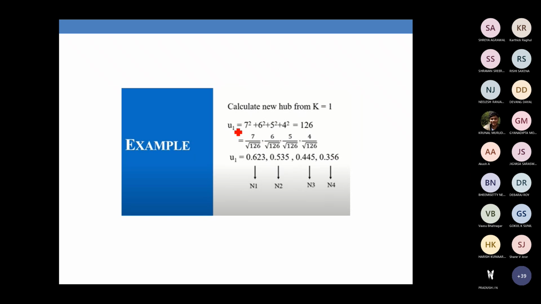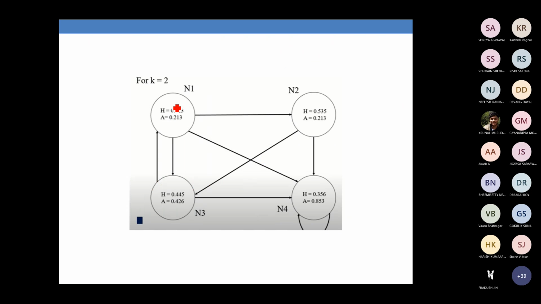The same way you do it for U also. I have 7, 6, 5, 4. You take the sum of the squares and divide by the square root of the sum of squares. I get a new hub value. This is for the first iteration. In the same way, do it for the second iteration also. So how will you do that? You get the value of V equal to A transpose multiplied by U, which is for authority, and U equal to A multiplied by V.